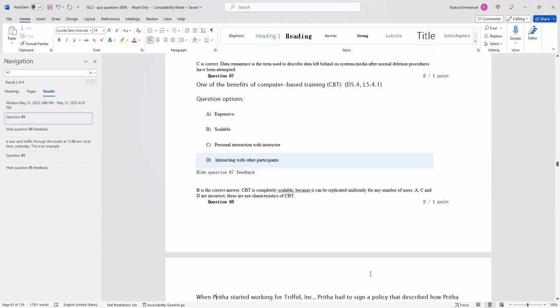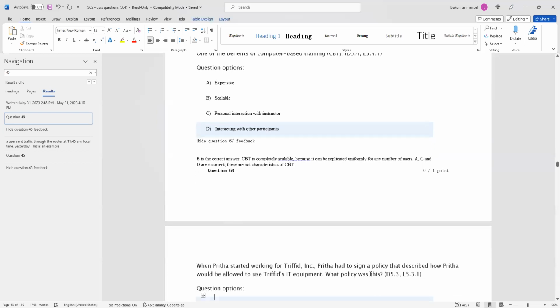That is, it's scalable. When you use computer-based training in a company, it's scalable. You can just roll it out to multiple users anywhere across your organization.